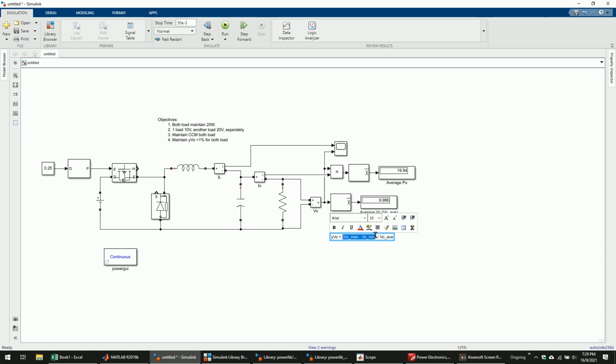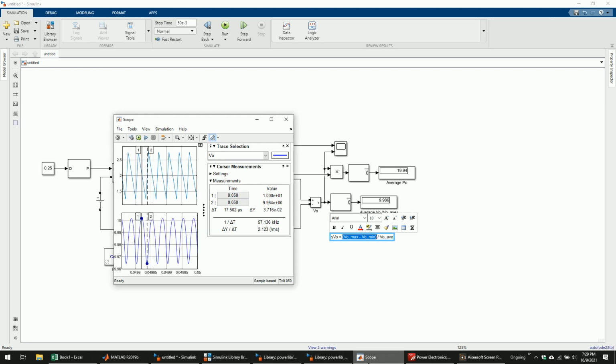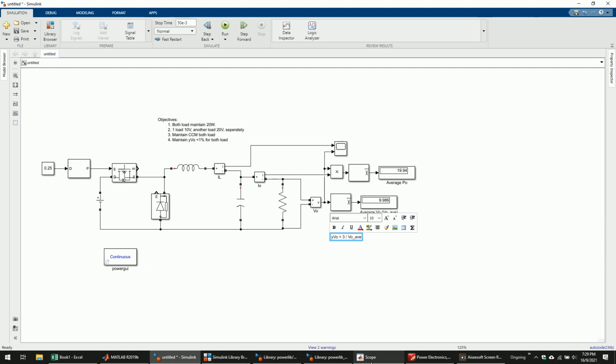This is 3.716 E negative 2, divided by V out average. This is the V out average, 9.986. So you will get the ripple factor. As long as the ripple factor is less than 0.01, you achieve objective number 4.